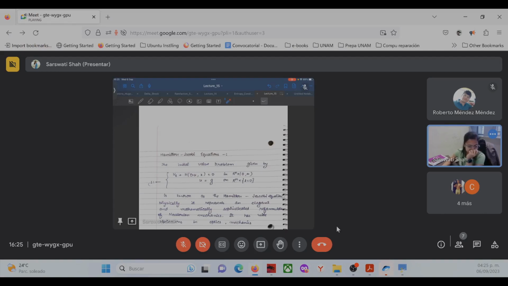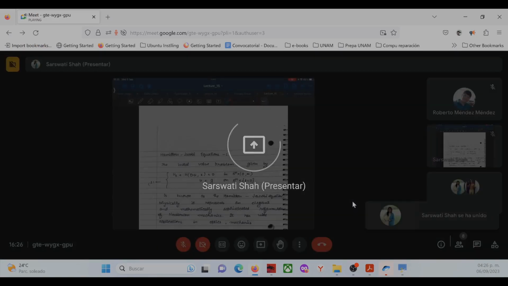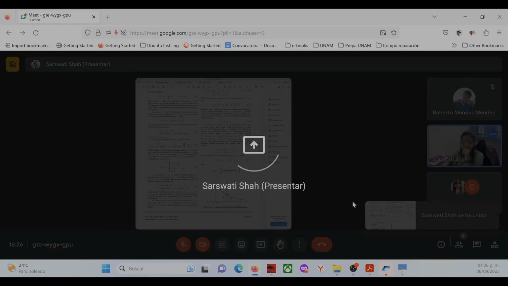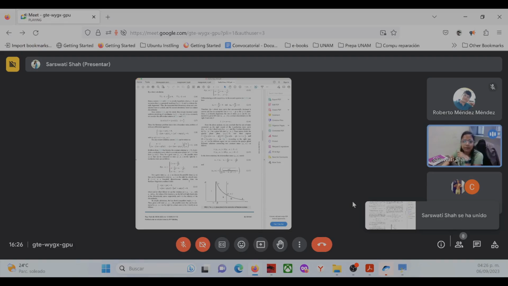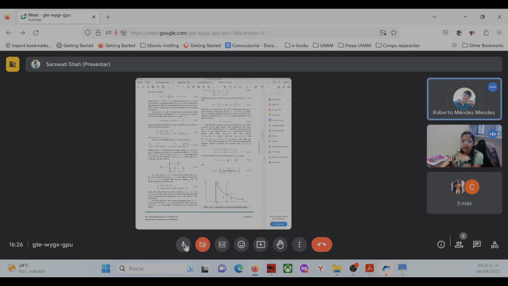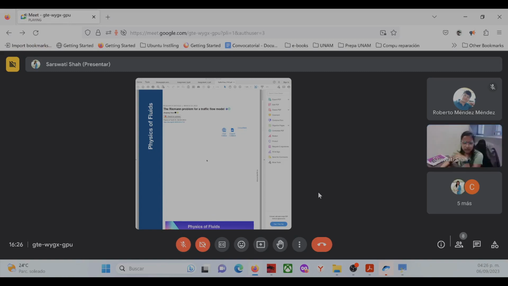Okay. So can you see my screen? I cannot see. Sorry, you're trying to show us a paper? Yeah, paper. I was just showing you a paper. I can see, I just see a black background.